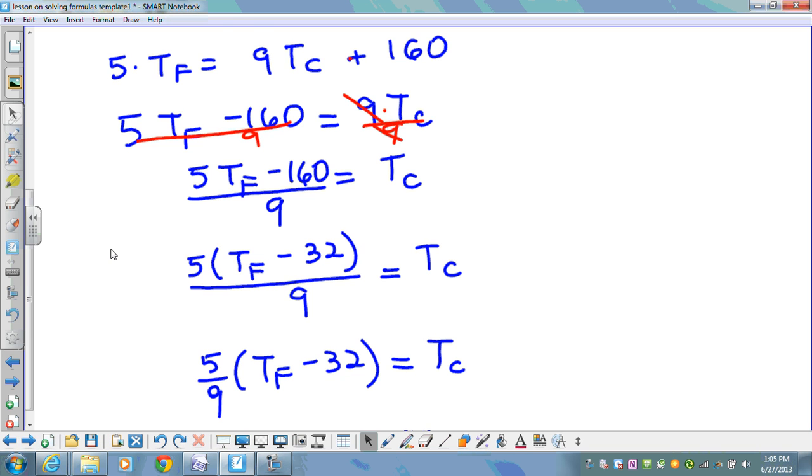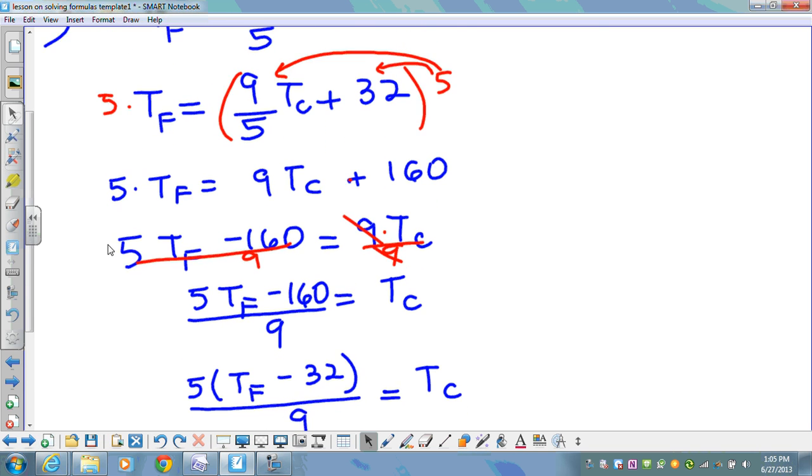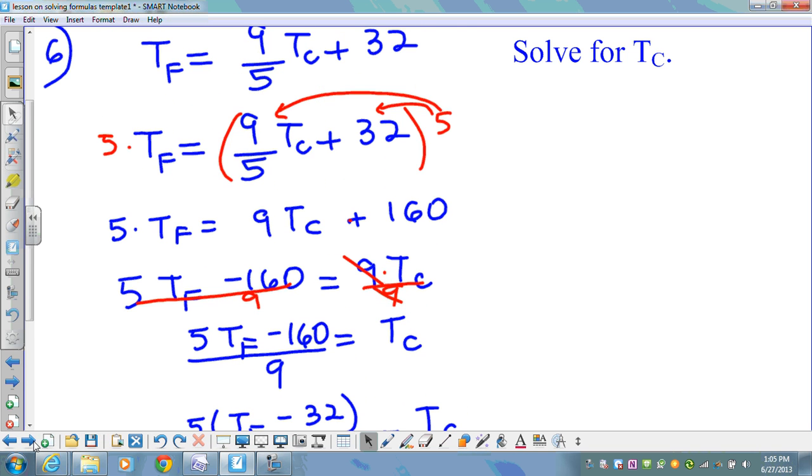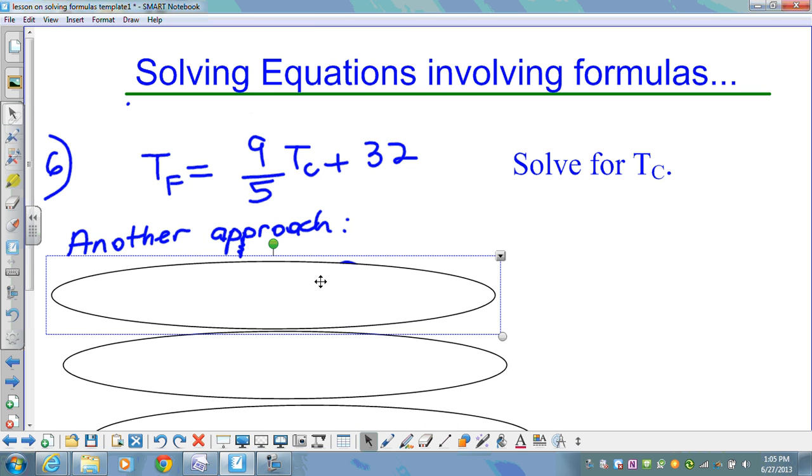Now, I mentioned a shorter method to solve this example. How would you do that? Let's take a look at that approach also. So we have the same question as we began in the previous page. The question is again solve for t sub c, but this time instead of multiplying both sides by 5, we're first going to try to get rid of this plus 32 by subtracting 32 from both sides.